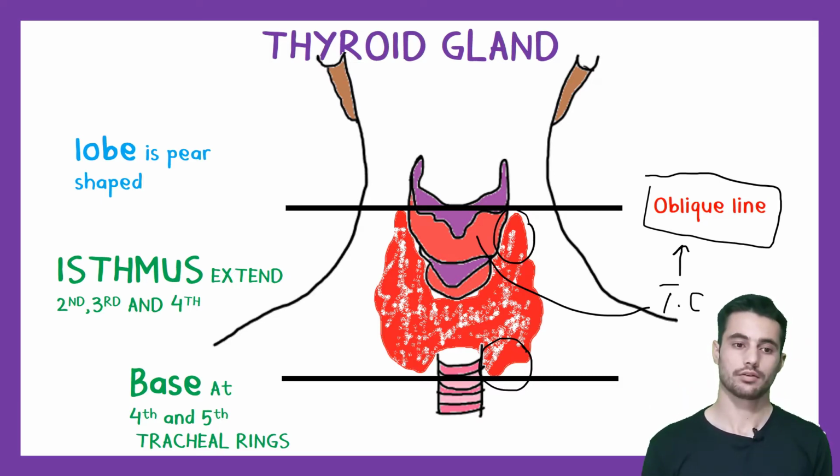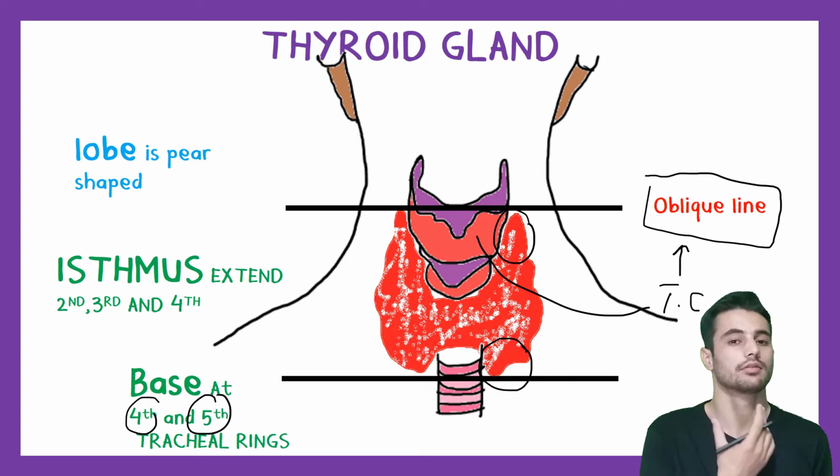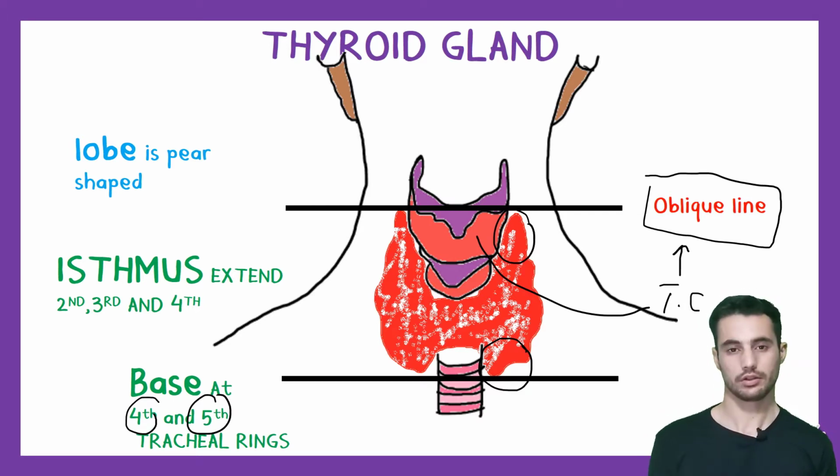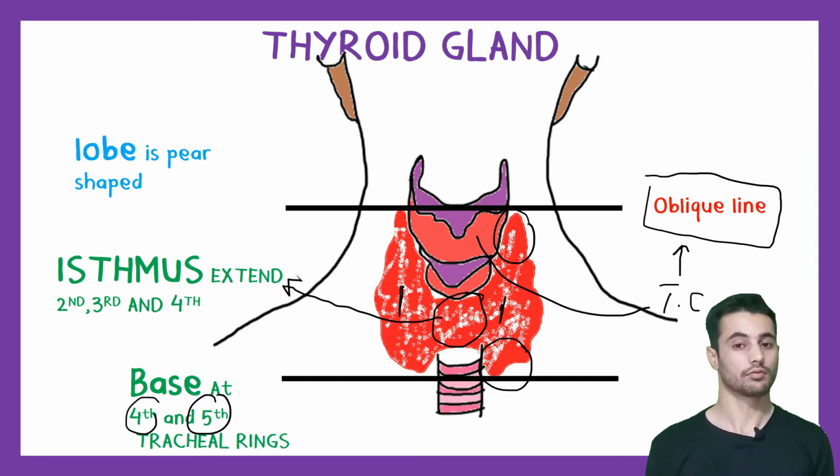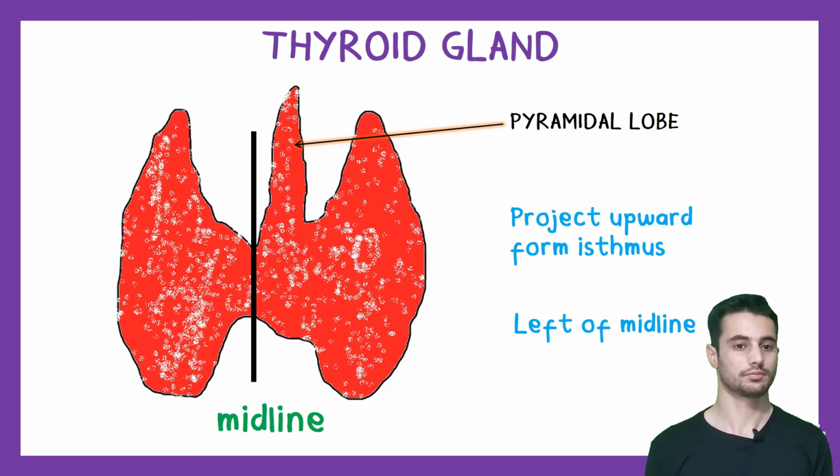Now the base is at the level of the 4th and 5th tracheal rings. The tracheal rings are present inside the trachea. These are cartilaginous in nature, and they prevent the collapse of the trachea. The isthmus, which is connecting the right and the left lobe, is at the level of the 2nd, 3rd and 4th tracheal rings.